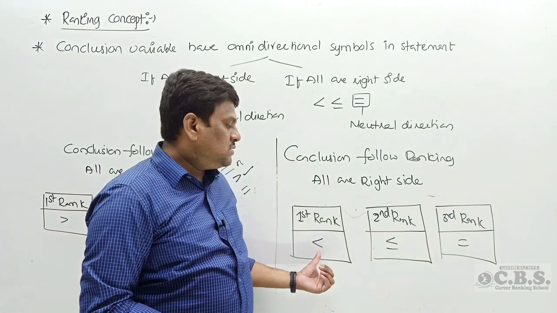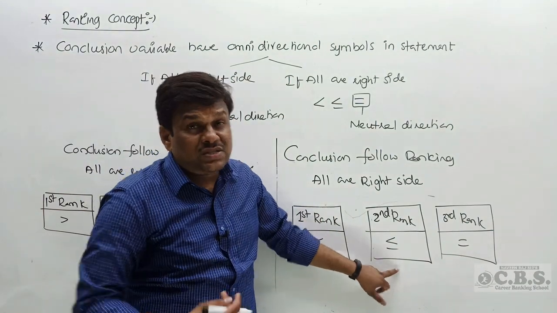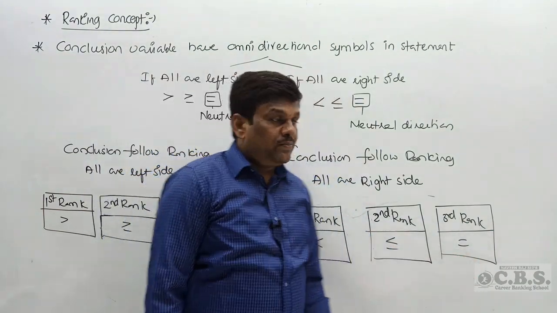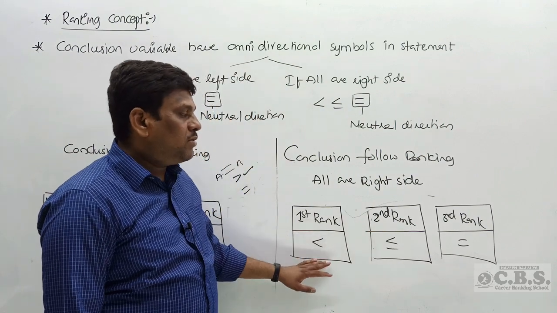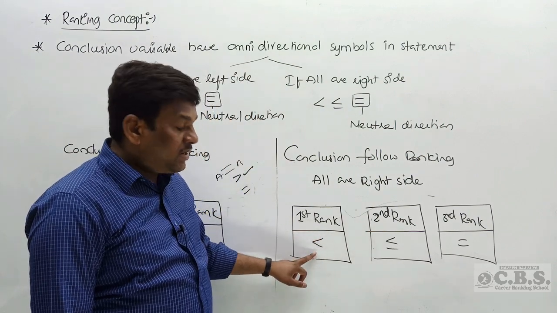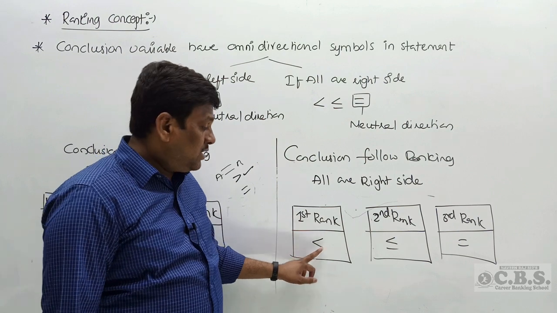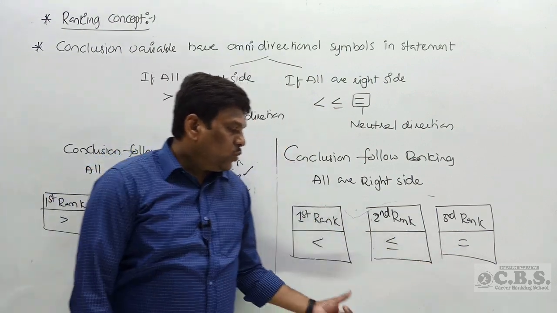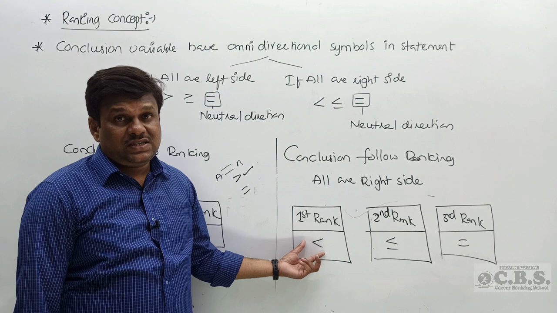In right hand symbols, less than is the first rank, less than or equal to is the second rank, and the third rank is equal to. Okay, definitely, if the conclusion variable has three symbols in the statement, less than, less than or equal to, equal to, what do you prefer to choose? Less than is the right answer.